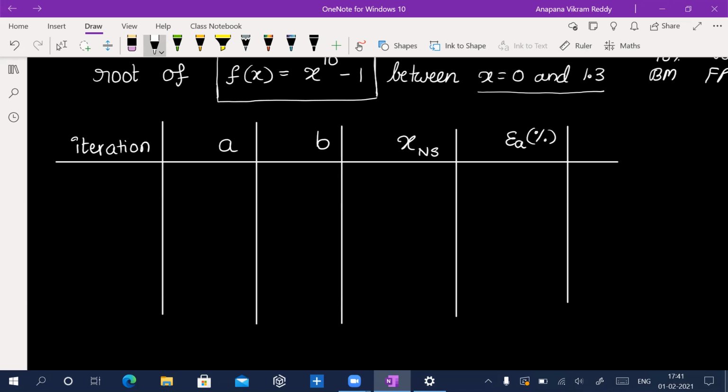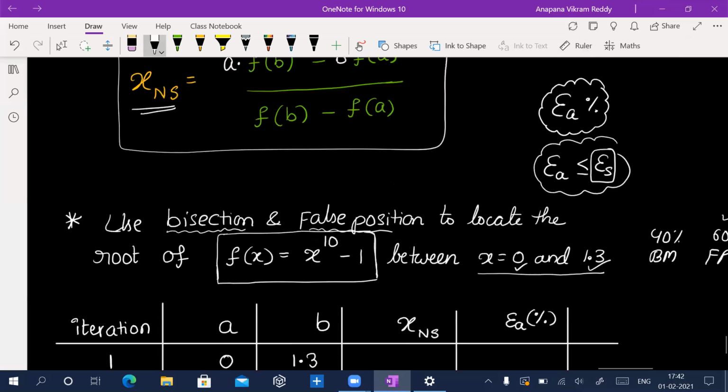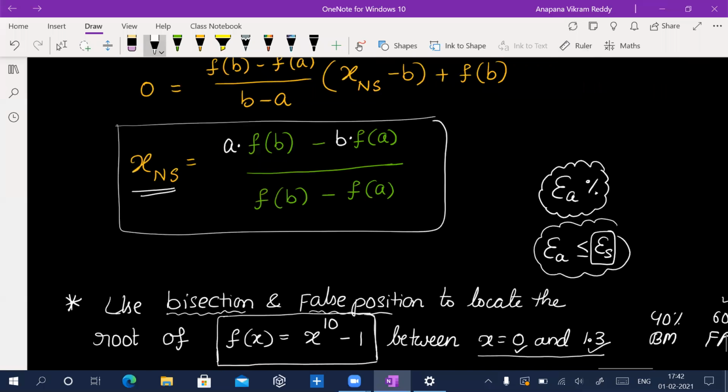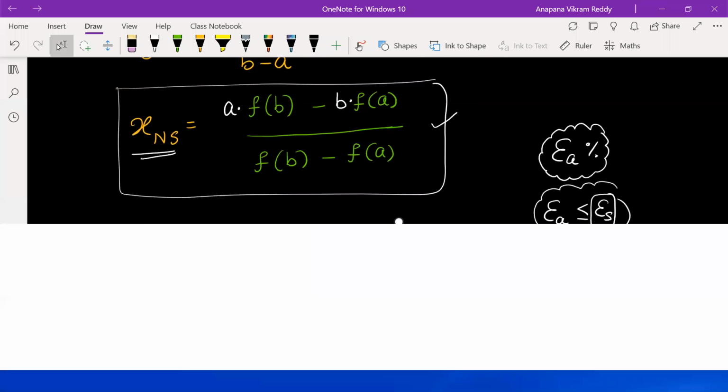Okay, iteration number 1. I want to use my false position method. What is my A first? My A is equal to 0, write down here, and my B is equal to 1.3. Okay, now XNS is what here? Use this formula, please. XNS. Now what do you get? Just use him.